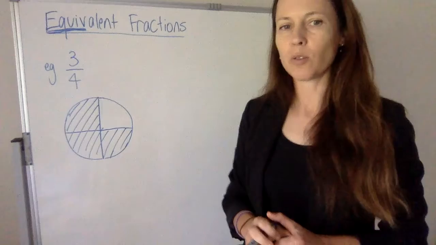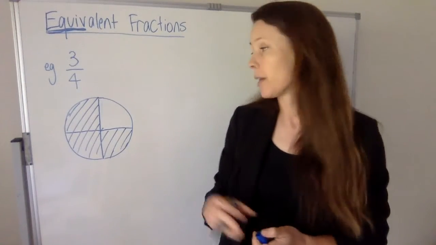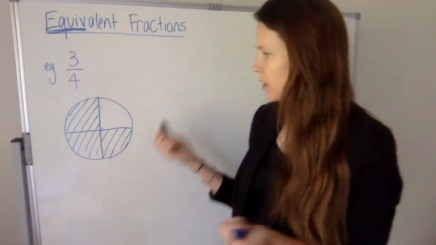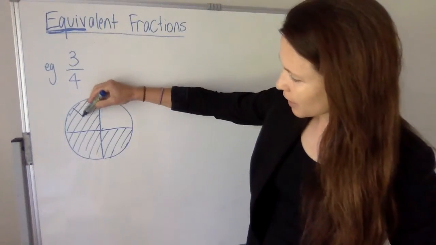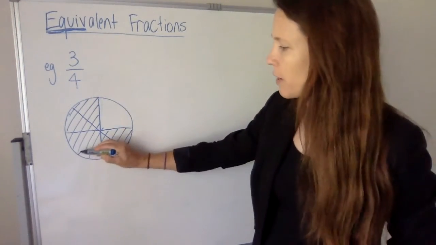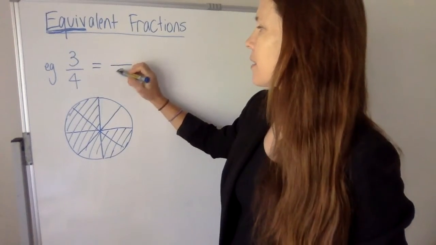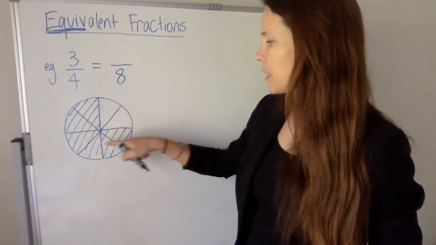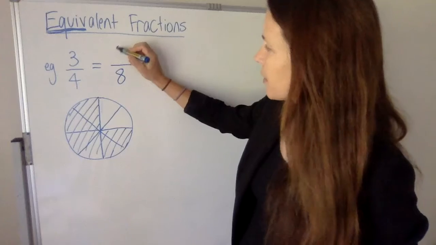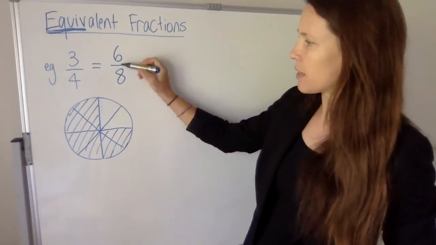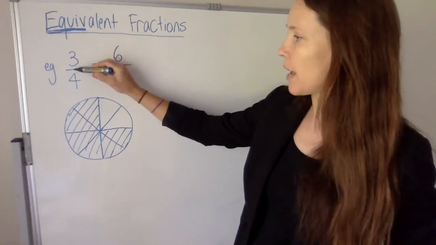How could we make it look different but still have the same value? In other words, be the same amount of pizza? Well, if I was to cut each of these 4 slices of pizza in half, how many slices would I have? I would have 8 slices. And how many am I going to eat? The ones that are shaded? That's 6, isn't it? So 6 out of 8 is the same as 3 out of 4.